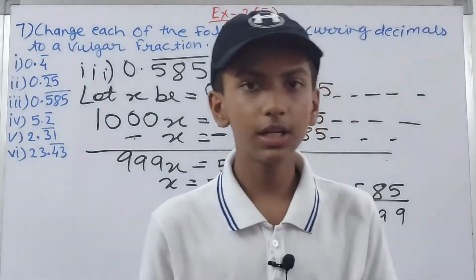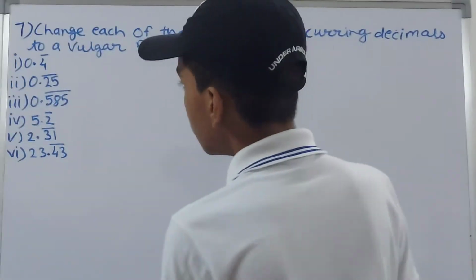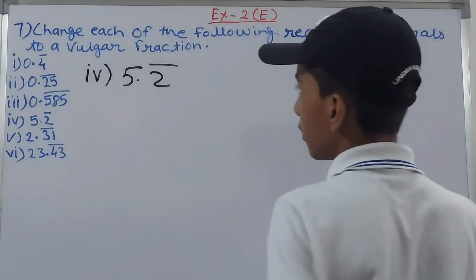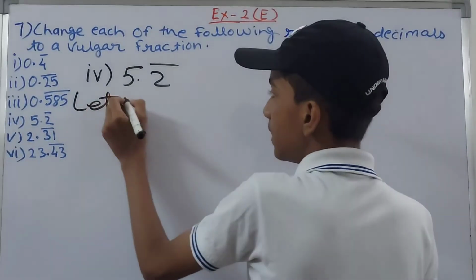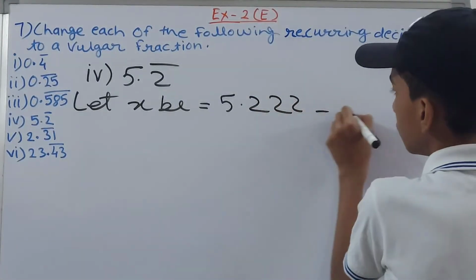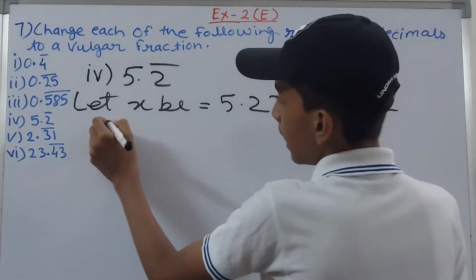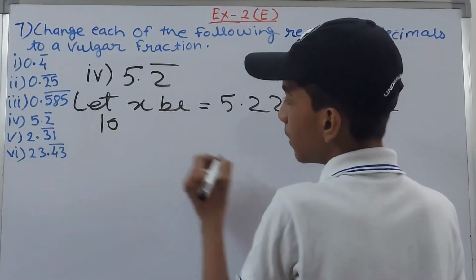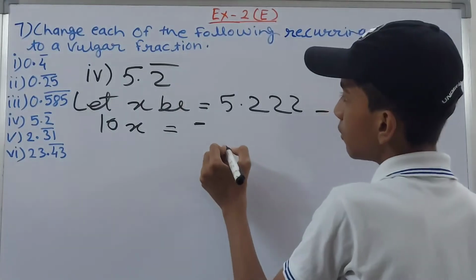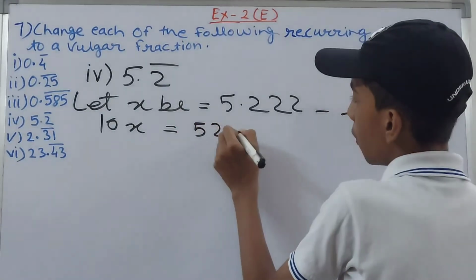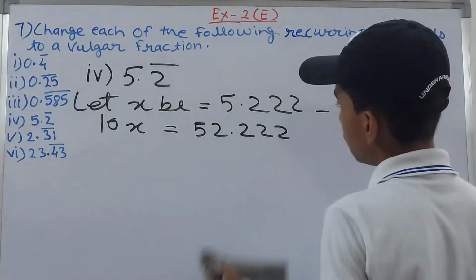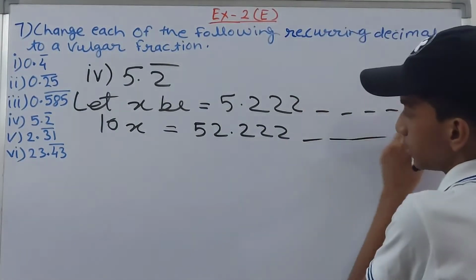Let's move on to the next part. Now we move on to the fourth part. It says 5.2 with a bar on 2. So firstly, let x be 5.222 and so on. Next step: 1 digit is being repeated, so 10x is equal to 52.222 and so on.